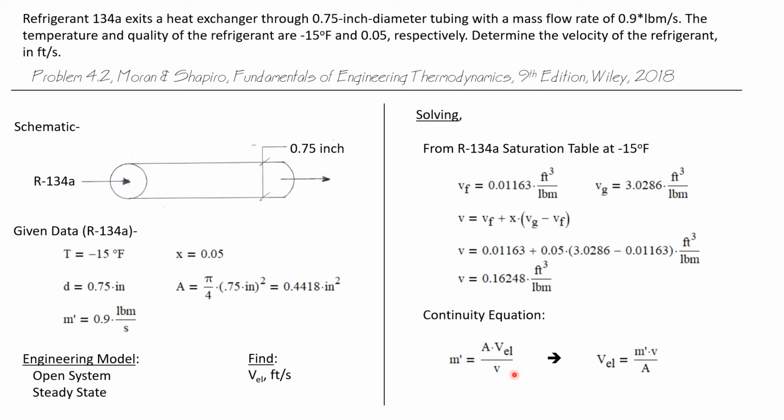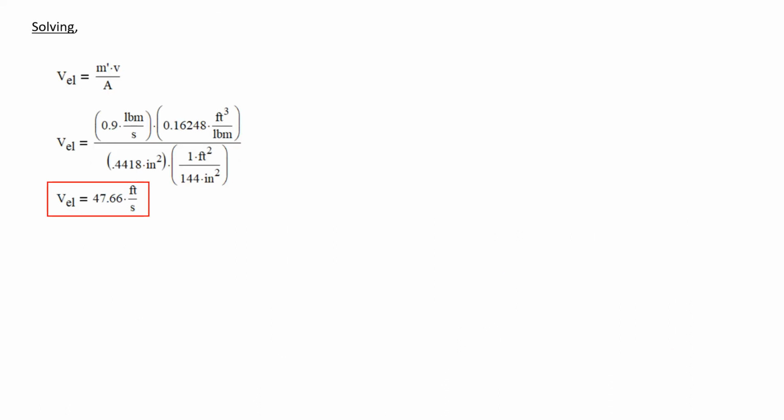So now let's look at the continuity equations. We know that the mass flow rate is simply the area times the velocity divided by the specific volume. Let's rearrange this and solve for velocity, which then becomes the mass flow rate times the specific volume divided by the area. So now we're ready to solve this problem. We have an expression for the velocity. We know the mass flow rate. We just calculated the specific volume. And we have an area that I have to convert from square inches to square feet to get my units to work out. And I calculate the velocity is 47.66 feet per second.